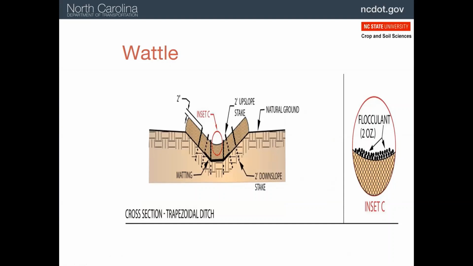Again, this is another shot of how that wattle needs to be installed so that there's a low point and the wattle extends far enough up so that we don't have water getting around it. And then we already talked about the flocculant, which we'll get into more detail in a minute.